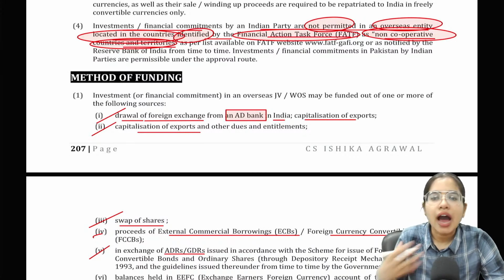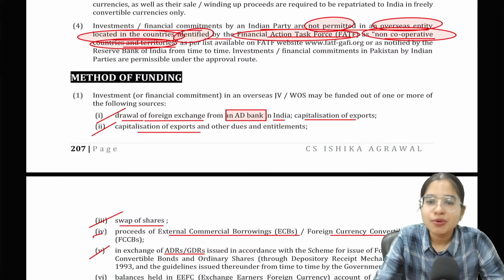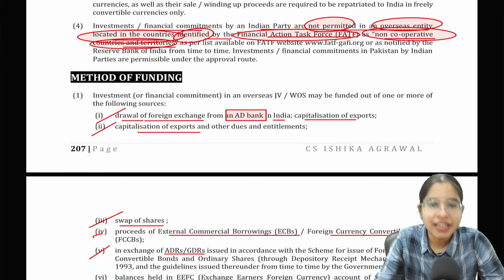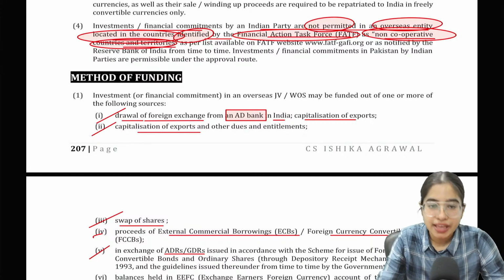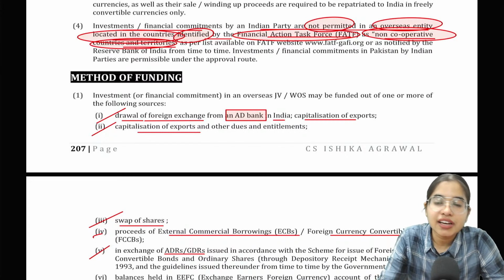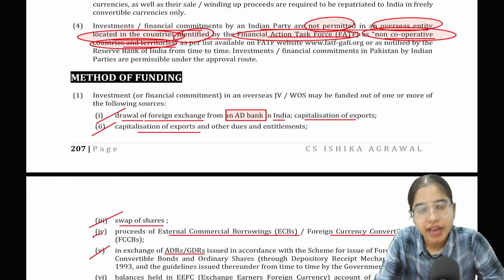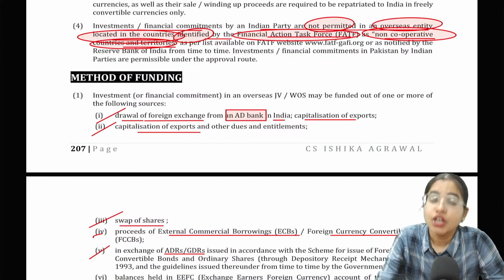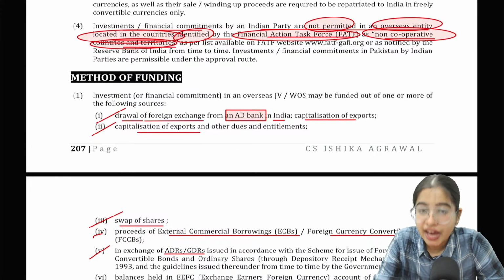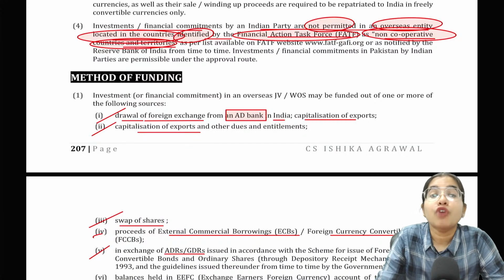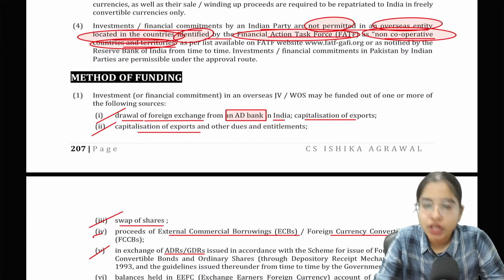Number one, I am not allowed to keep US dollars with me. Citizens are not freely allowed to keep foreign currency with them. Who are allowed to keep foreign currency? Authorized dealer banks, AD Category 1 banks, which are authorized by RBI to keep foreign currency. So you have to take permission from RBI, you have to withdraw money from the AD Category 1 bank, and then only you can transfer it.